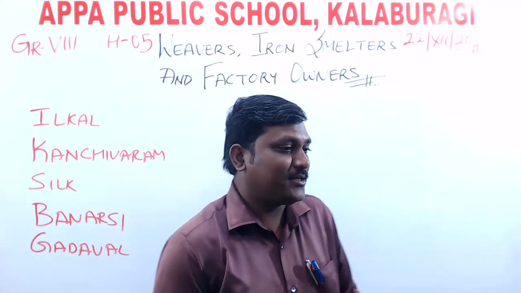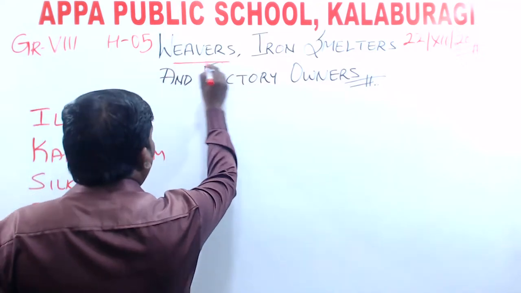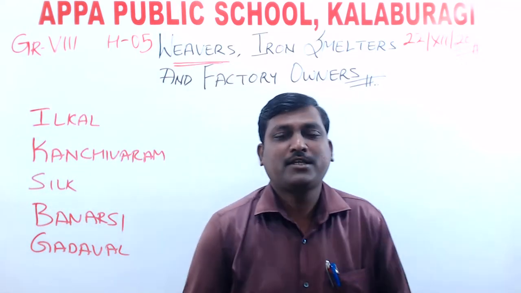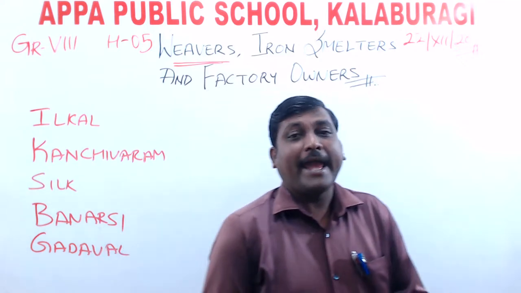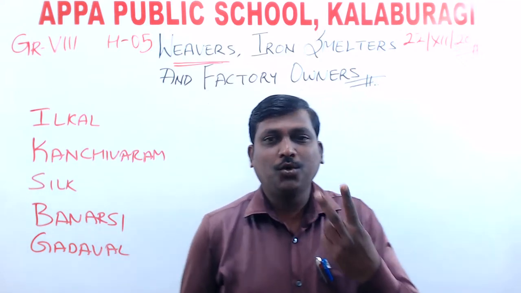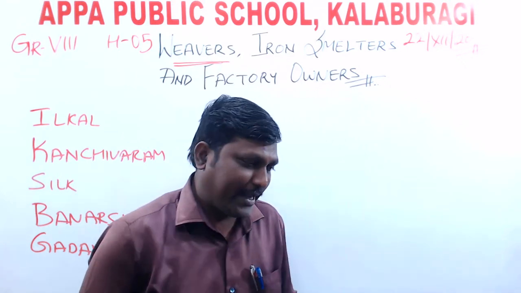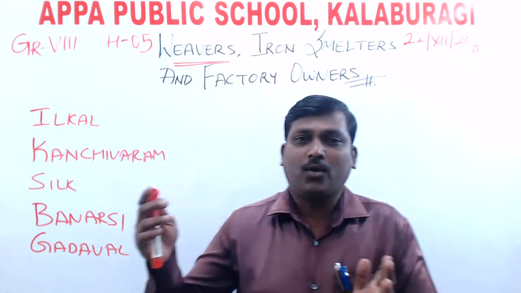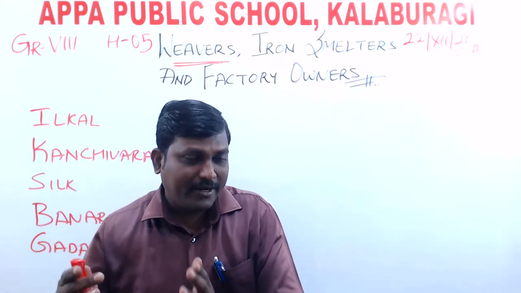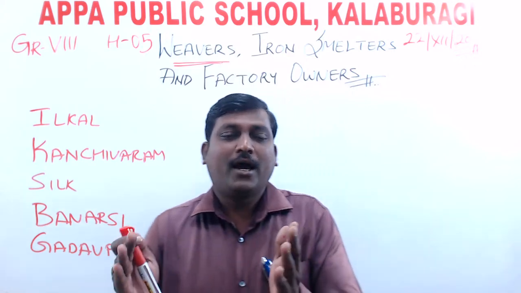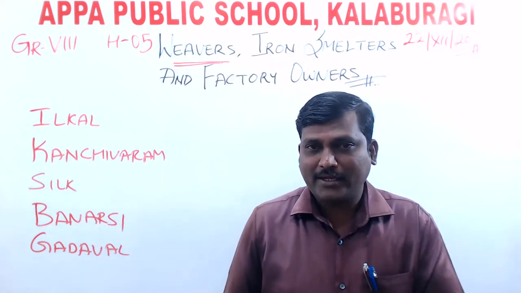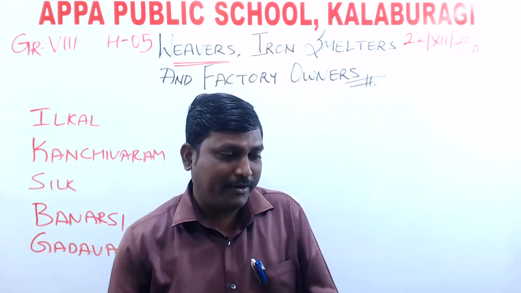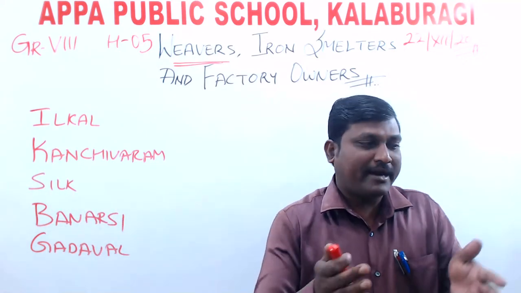The first topic is weavers, those who weave the cloths. Now this chapter specially explores two major industries: one is cloth, the textile, and another is iron and steel. Here it is about India's rich and traditional custom of weaving the dress or weaving the cloth, and different types of cloths.